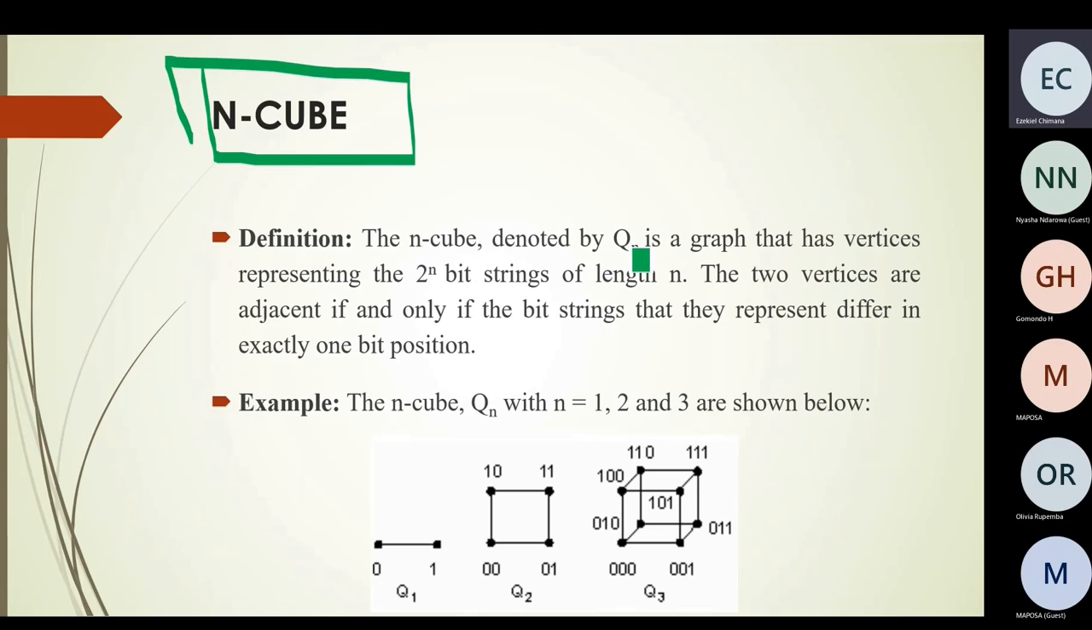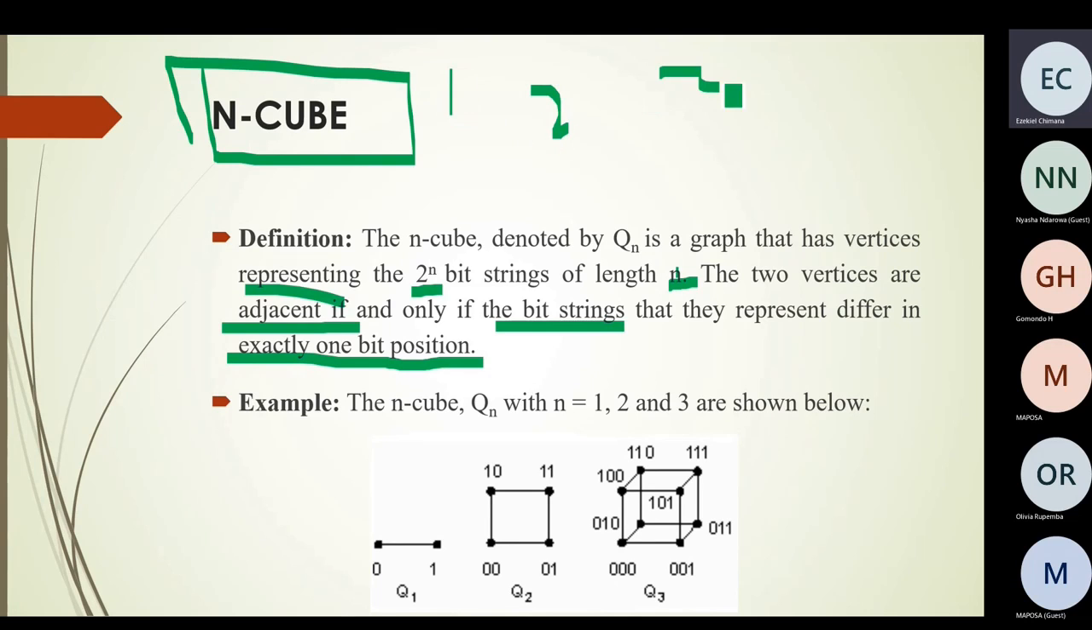The n-cube, denoted by Qn, is a graph that has vertices representing the 2 to the power n bit strings of length n, which means your n will be the length of your bit string. A bit string is a string of zeros and ones. Two vertices are adjacent if and only if the bit strings that they represent differ in exactly 1 bit position. If you are talking of 1, 2, 3, 4, this one will be adjacent to this one, and this one is also adjacent to this one, because they differ by exactly 1 bit position if we convert these to binary.